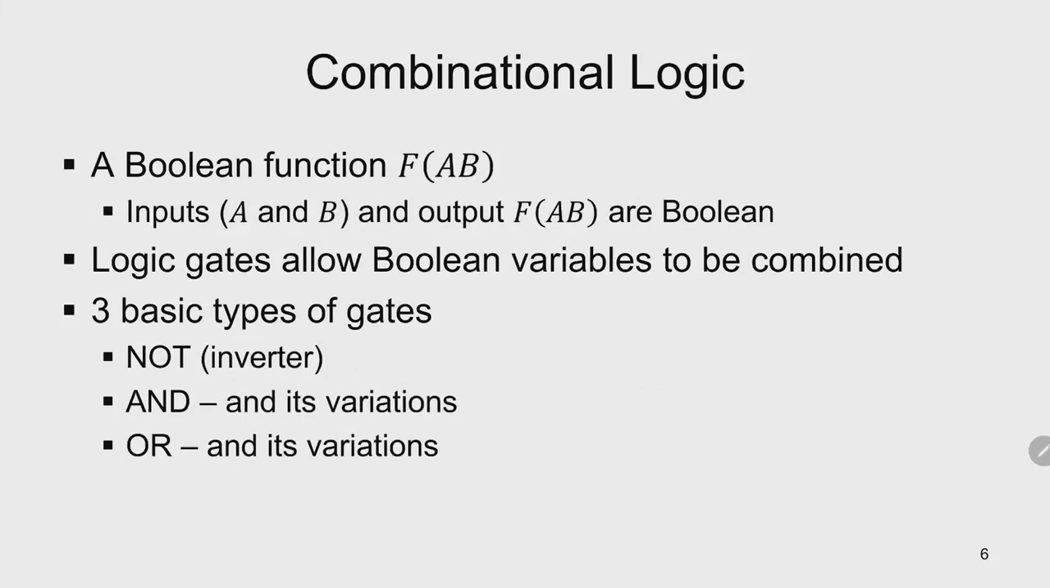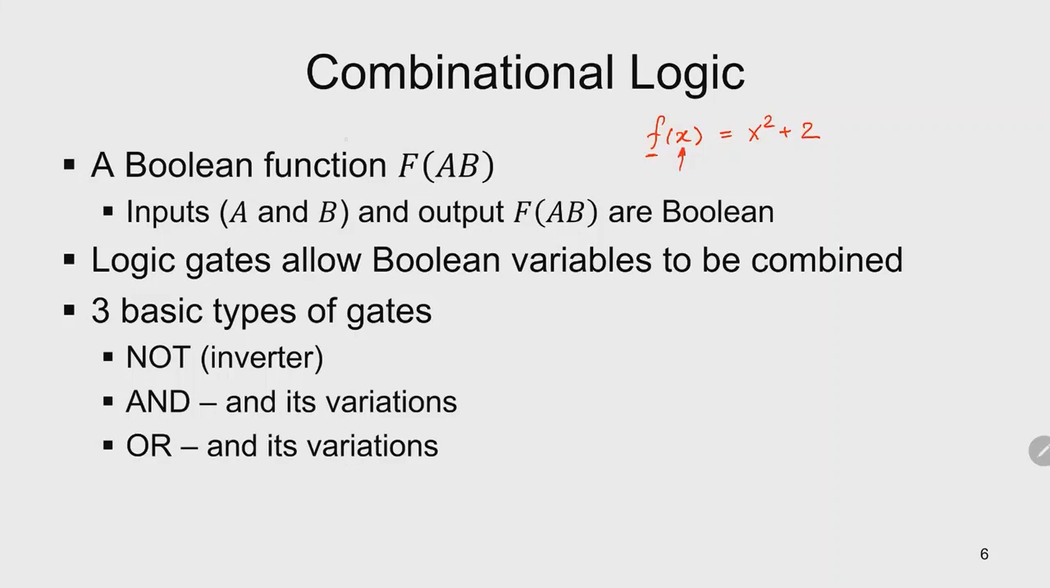So Boolean functions are just like your normal mathematics. Let's say in math we say f of x is equal to x squared plus 2. This is our function, and this is our variable. So our function depends on x in our normal algebra.